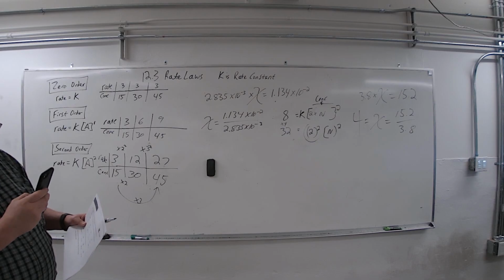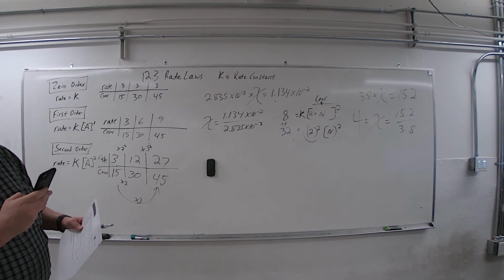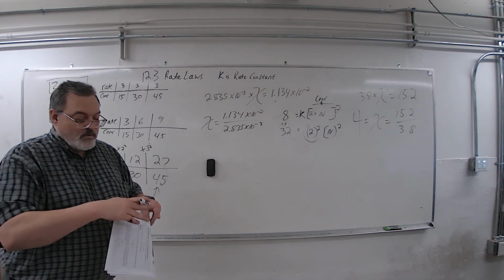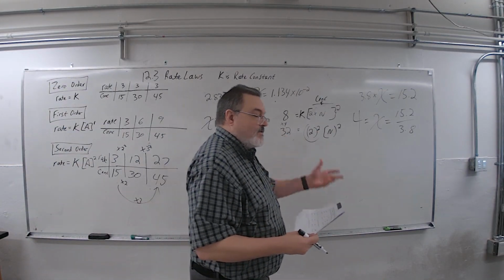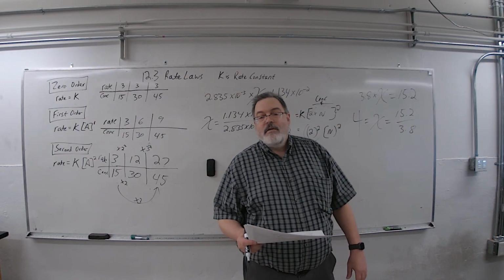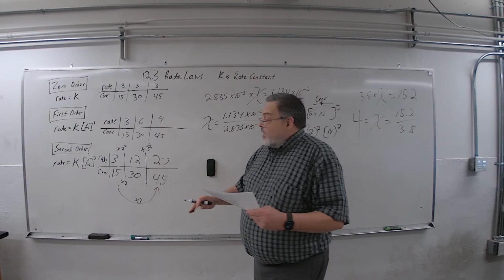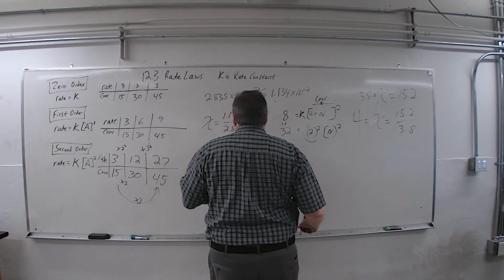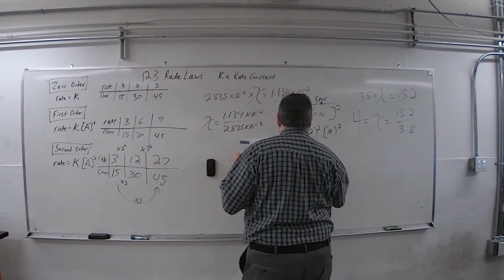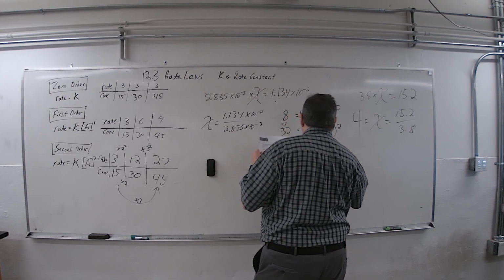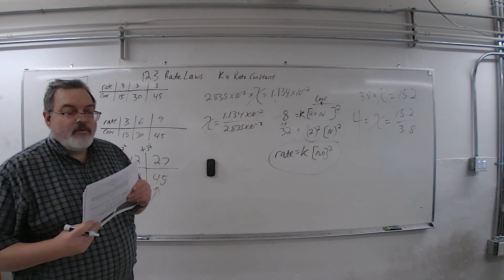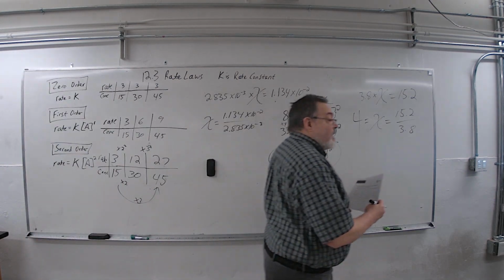I'm going to do this. 128. Yeah. Exactly a factor of 4. So one of them went up by a factor of 2, the other one went up by a factor of 4. It's second order for that one. And that was NO. So that gives us rate equals k[NO]². That's what we just figured out.